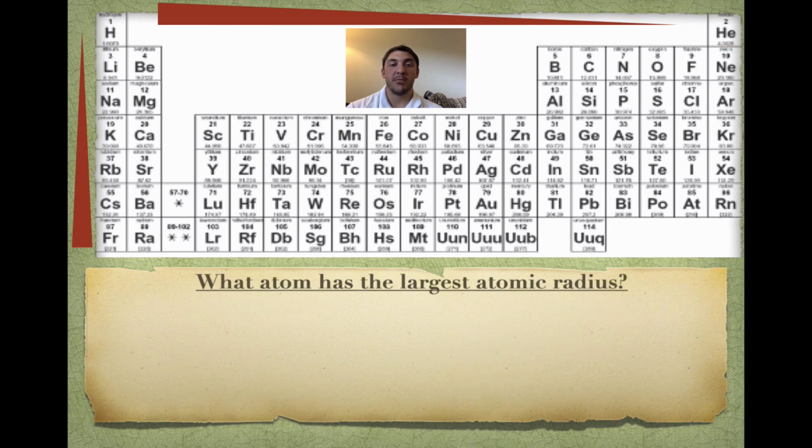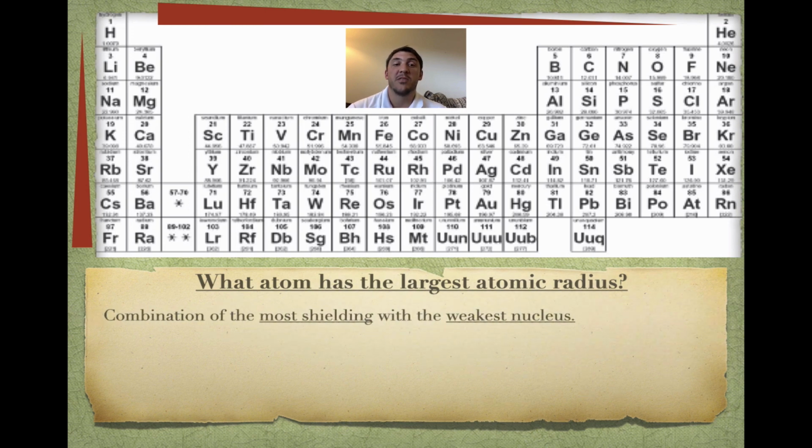Now, what atom can you determine has the largest atomic radius of all the atoms on the periodic table? If you've been paying attention and you understand these trends, you should be able to figure this out. If it's the biggest, that means in a family, we're looking for the most shielding. And in a period, we're looking for the weakest nucleus. So we're looking for something that has a combination of the most shielding and the weakest nucleus. Have you figured it out yet? It's francium. Francium has the most shielding of all the elements with the weakest nucleus.